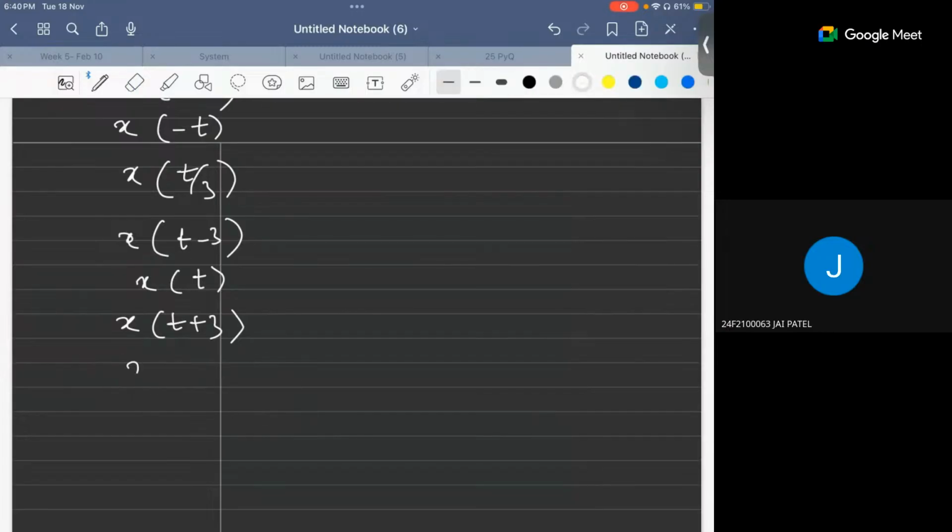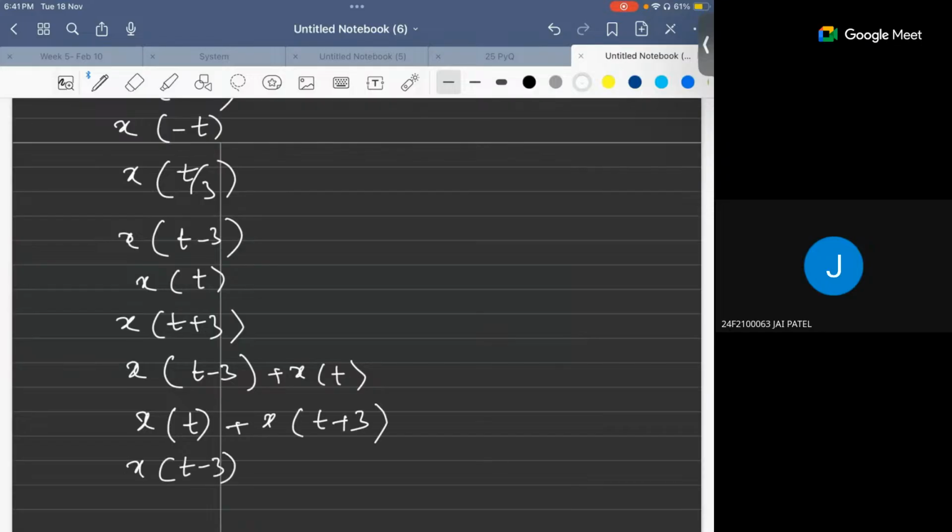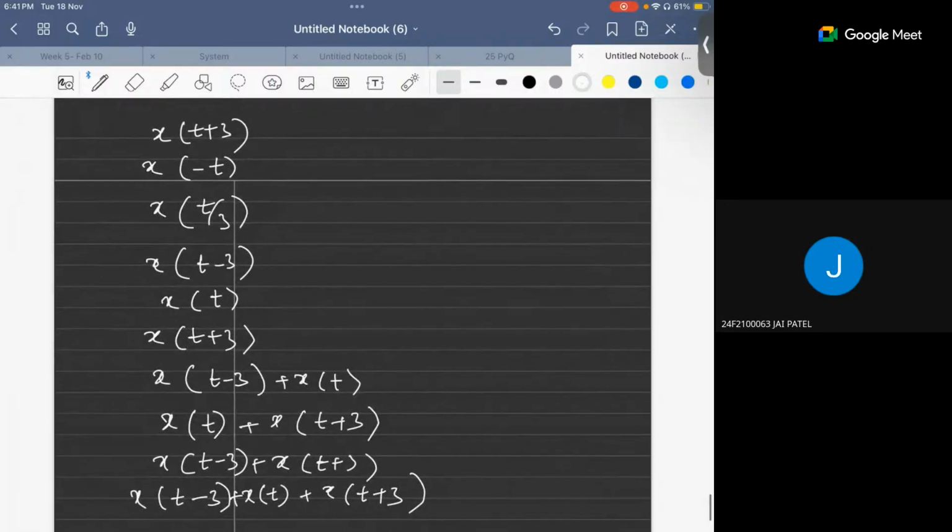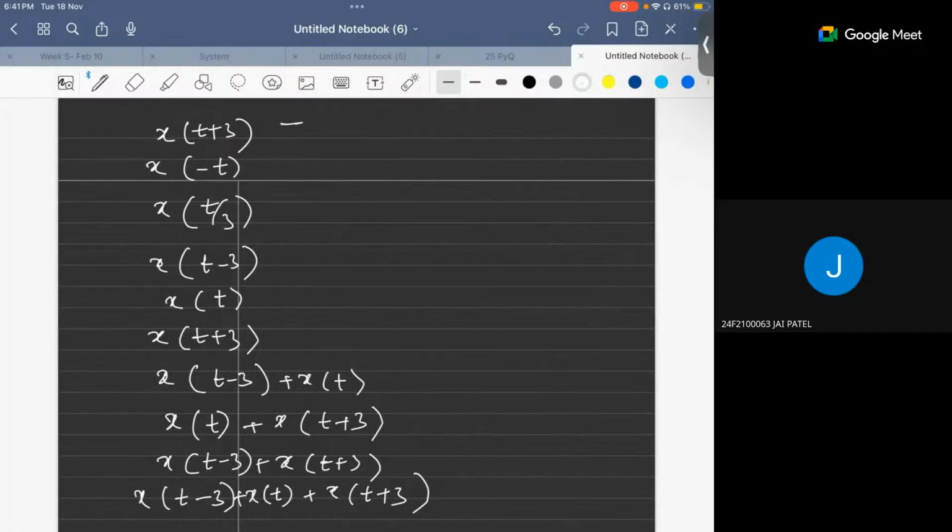x of t plus 3 is present, future; x of t minus 3 plus x of t; x of t plus x of t plus 3; x of t minus 3 plus x of t plus 3. Tell me from the start. This is future. Future means you need something to store, so it is dynamic, right? Yes, sir. What about causal, non-causal? Non-causal, right? Yes, sir.